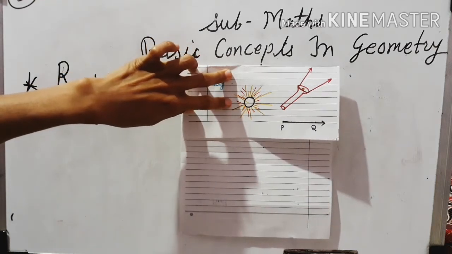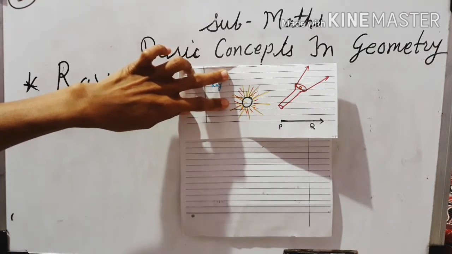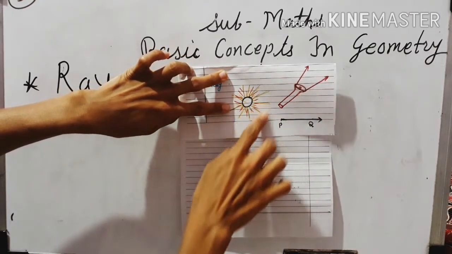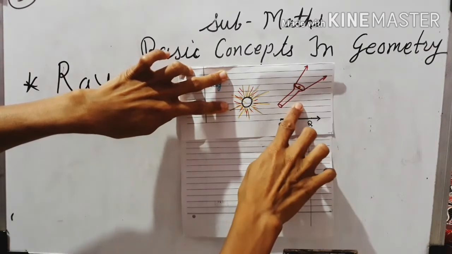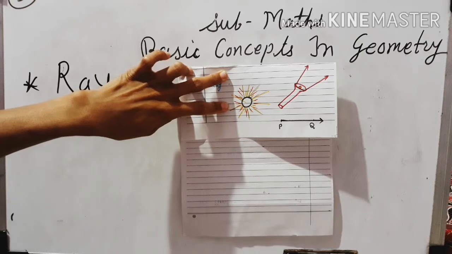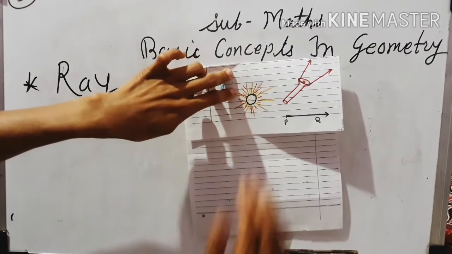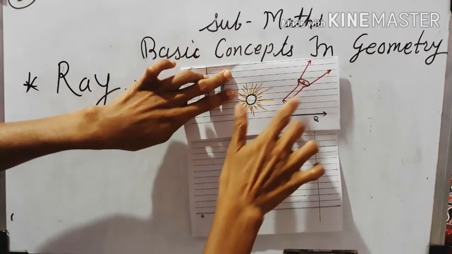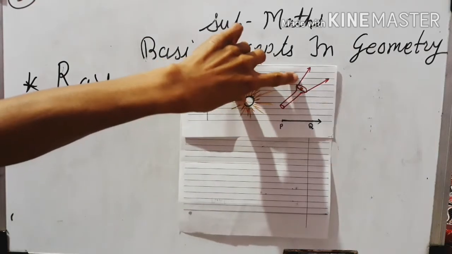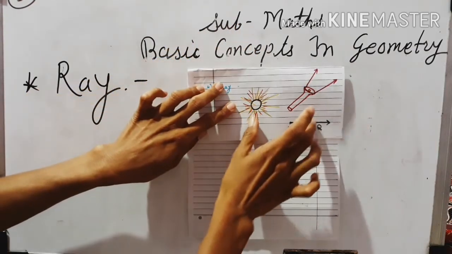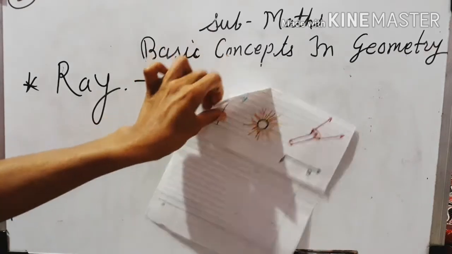Rays starting from the sun go forward in all directions. Even light rays from the torch start from a point and go forward continuously in one direction. It starts at one point and goes forward continuously to one side only. So this is the example of the sun and this is the example of a torch. These are the examples of rays.